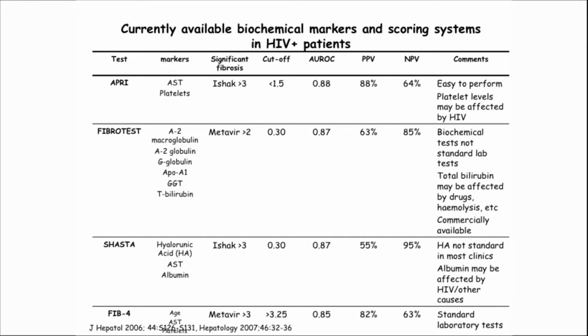Currently available biochemical markers and scoring systems that have been evaluated in HIV positive patients are APRI and FIB4, which are very common because they use markers that are commonly and routinely available in labs, and there are all of these others that are a bit more complex. You need to be aware that many of these markers use bilirubin. So if you've got patients on boosted atazanavir, for example, you may get false readings, and there are some tests that now correct for the hyperbilirubinemia that you can get with atazanavir.